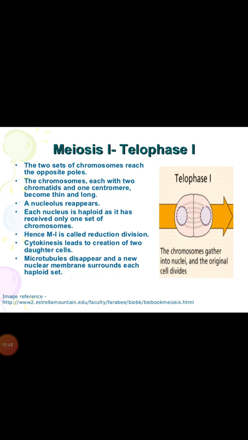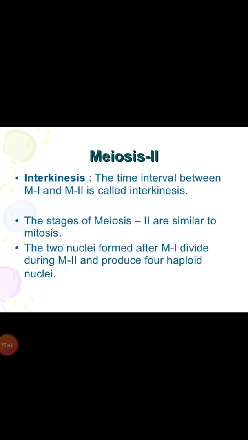Here it may take place, or it may not take place after meiosis. Interphase between meiosis first and meiosis second, if any, is brief. Then generally it is absent. In this there is no replication of DNA after meiosis first. Then we'll see meiosis second, that the interkinesis takes place before meiosis second. The time interval between meiosis first and meiosis second is called interkinesis.